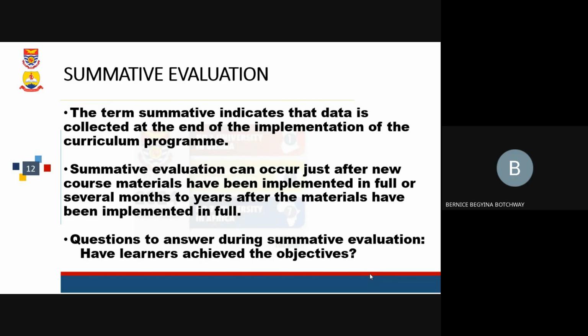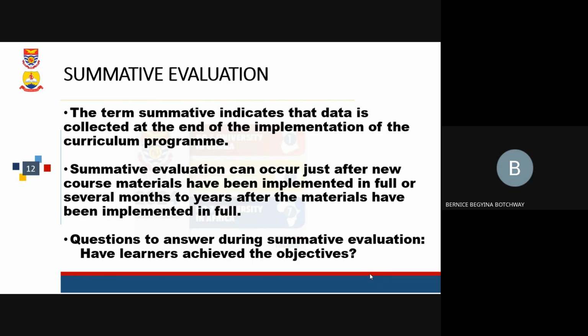Unlike the formative, where when we implement it, we go around to see if it's working, this one will wait till the whole thing is done. If it's supposed to take years, after the years, then we do the evaluation. If it's supposed to take months, after the months have ended, then we do the evaluation.